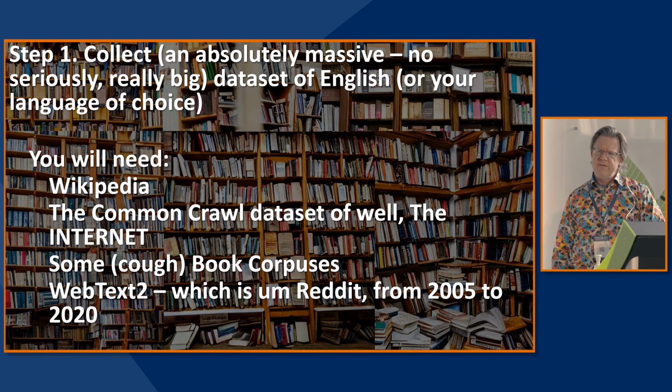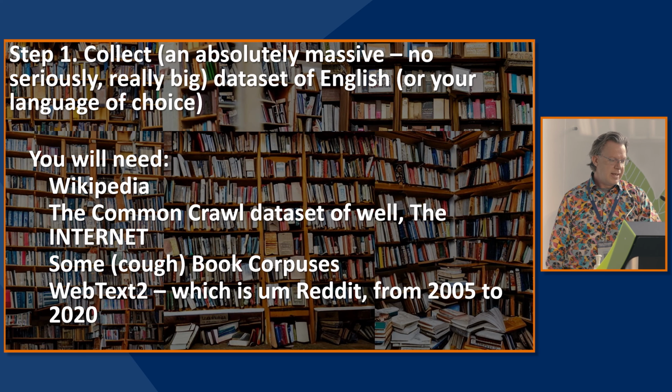Something called the Common Crawl. Any of you familiar with the Common Crawl? Have you ever heard of it? Some of you, I see a few hands going up. Worthwhile taking a look at the Common Crawl. I think you're going to find it very interesting as to what they've been up to for the last few years. Some book corpuses, corpora, whichever it is. But anyway, there's a number of those. And the one that really made me laugh is the thing called WebText2. And I dug into that, and it turns out that one of the training sets for an AI is basically Reddit from 2005 to 2020, to which I thought, what could possibly go wrong there?